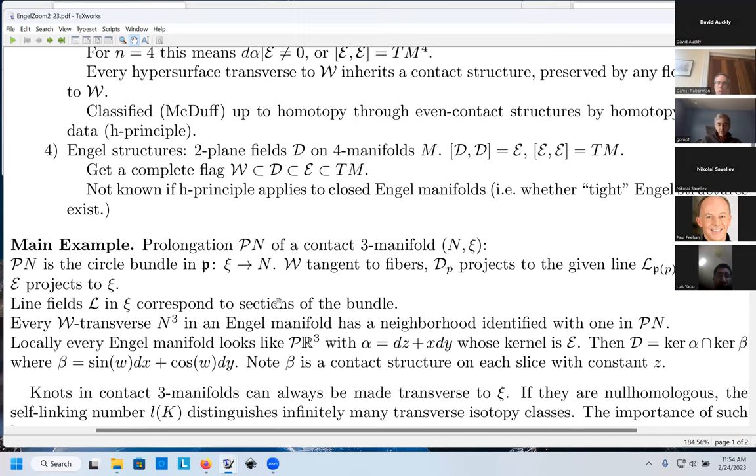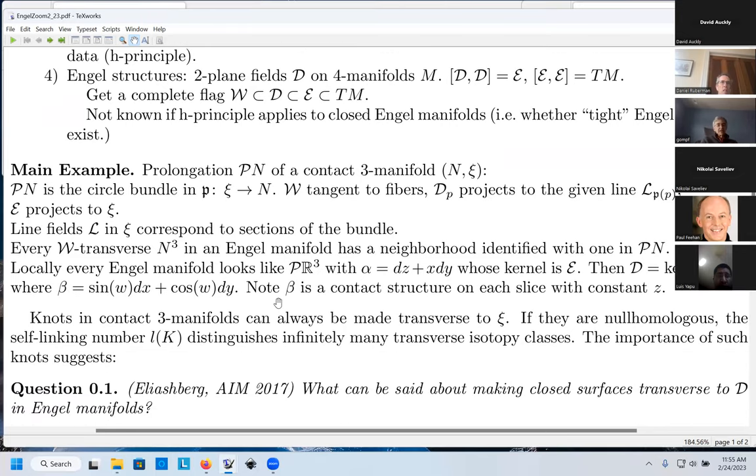Well, so then, of course, one of the many points of interest of transverse knots is that we can use them to characterize which contact structures are tight and which are overtwisted. So that suggests that we should try to play the same sort of game with Engel manifolds, only now to get something transverse to the Engel planes. We don't want to be working with knots anymore. We want to be working with surfaces. So this question was asked by Eli Ashberg at an AIM conference that was really aimed at trying to blow open the field of Engel manifolds with a lot of brainstorming. And his question was basically, what can you say about making closed surfaces transverse to an Engel distribution?